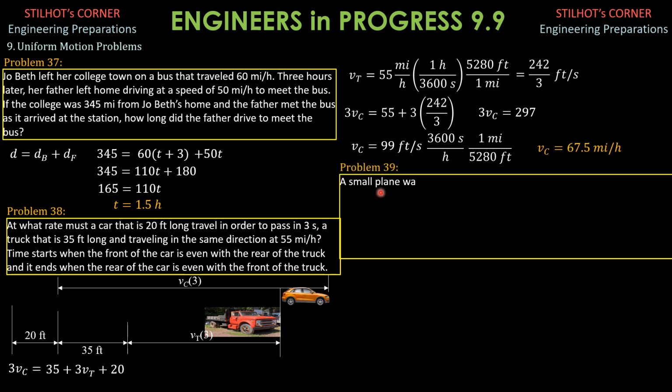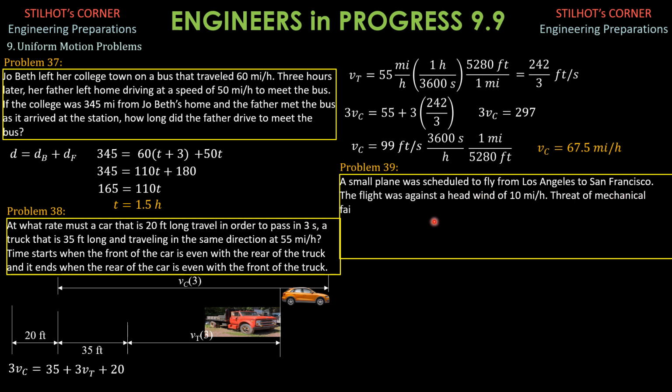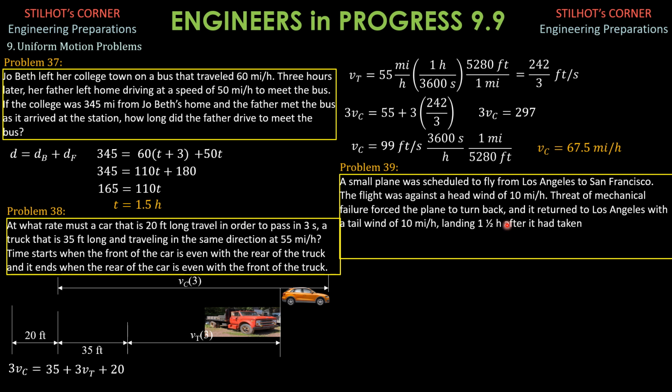And problem 39, this is the last problem for this video. A small plane was scheduled to fly from Los Angeles to San Francisco. The flight was against a headwind of 10 miles per hour. Threat of mechanical failure forced the plane to turn back, and it returned to Los Angeles with a tailwind of 10 miles per hour, landing 1.5 hours after it had taken off.